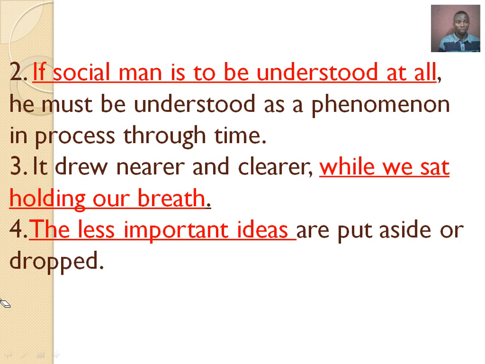If social man is to be understood at all, he must be understood as a phenomenon in process through time. So the part underlined, you can see very well. So give the grammatical name of that part and also its function. Number 2, 3, and 4 are displayed on the screen.